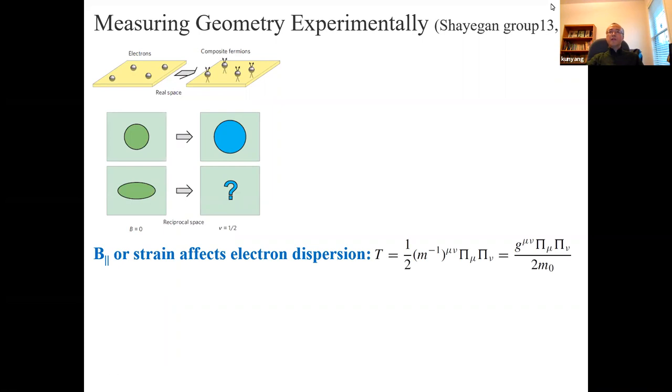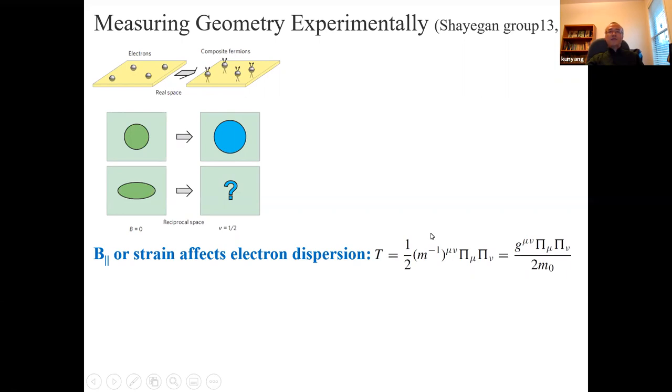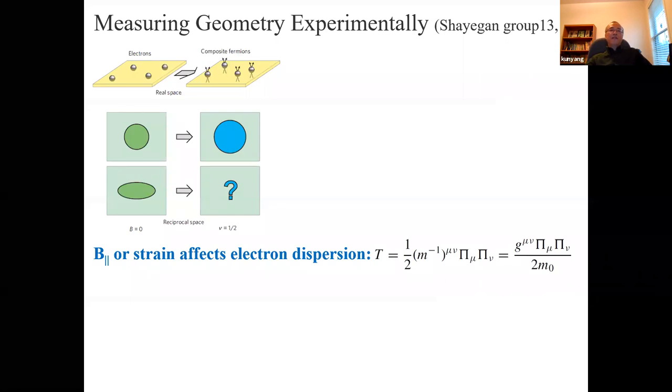In the original experiment published in 2013, they used the in-plane magnetic field. Usually we use an in-plane magnetic field to couple to the spin of the electron. But because the quantum well that confines the electron also has some finite width, it also has some orbital coupling. That gives rise to an anisotropic mass tensor, which, in preparation for what I'm going to do later, I'm going to write as a metric tensor, a rank 2 tensor. Another way to control the electron dispersion is to use strain. The strain, of course, distorts the lattice structure, and that obviously will also affect the electron dispersion.